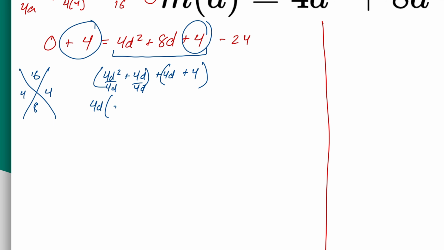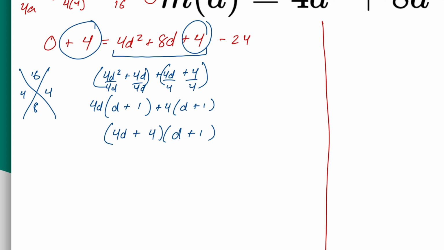So you should end up with d plus 1. And then again, we have 4. And so plus 4 times d plus 1. Okay, that's good. So our perfect square trinomial, or kind of perfect square trinomial, we get 4d plus 4 times d plus 1. Okay. What did I mess up here?